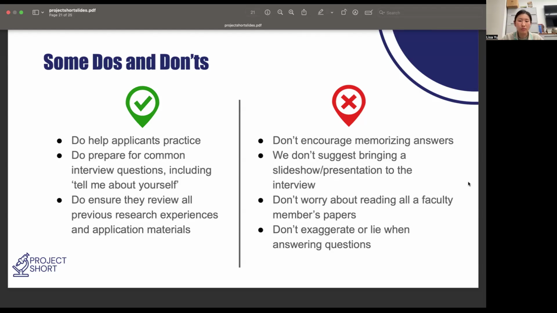And we also don't suggest bringing a slideshow or presentation to your interview. We've been hearing about this happening sometimes, and we think that it detracts a little bit from being present with your interviewer. And in preparing for your interview, they don't need to worry about reading all the faculty members' papers. And of course, we don't want to encourage exaggerating or lying when we're answering questions.